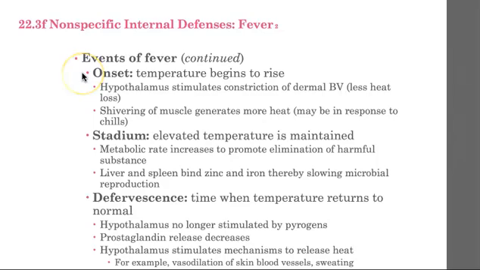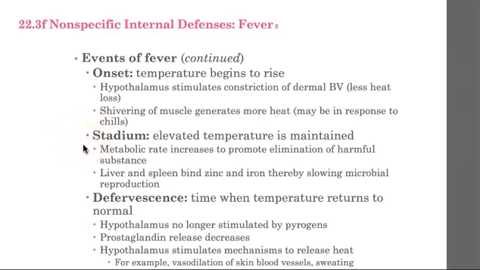So we have onset. This is when our temperature begins to rise. Our hypothalamus is stimulating constriction of dermal, in our skin, blood vessels so that less heat is lost. We have shivering of our muscles that creates heat, and we know that this is chills. And then we enter the second event, which is stadium.